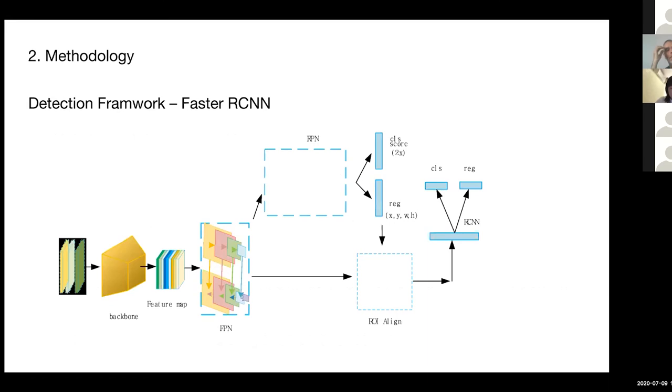Secondly, as for the methodology, we adopt Faster RCNN as the detection framework. We extract feature maps through the backbone network, and then we use FPN for multi-scale fusion of features. The region proposal network provides various bounding boxes, through which we can get the category of each pixel as well as the coordinates of the regression target boxes. After the ROI process, we reached our final results.